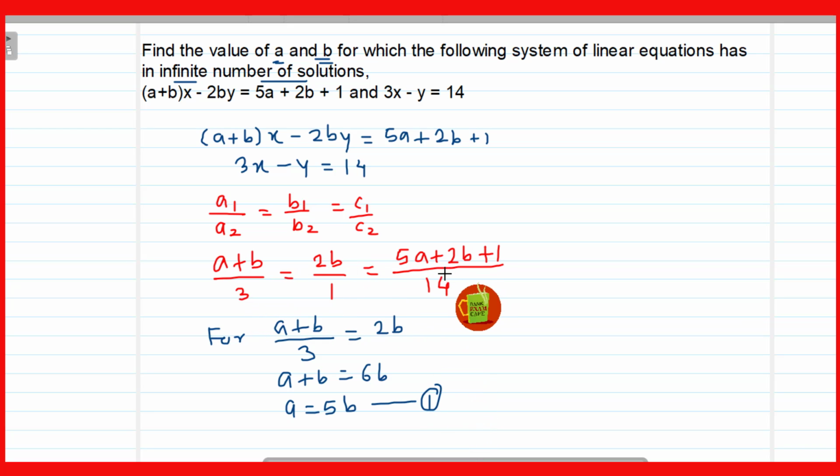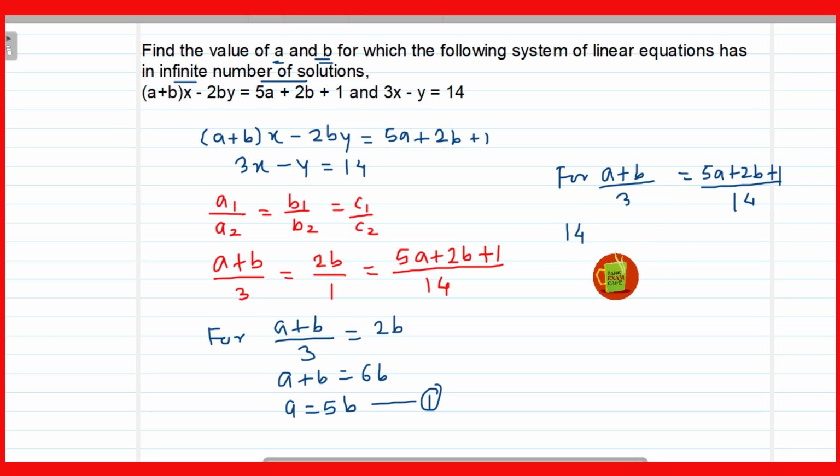Now we will take these two equations, or the first and third, either one you can take. So take first and the third, so that will be for (a plus b) upon 3, that is equal to (5a plus 2b plus 1) upon 14. Now cross multiply, so it will be 14a plus 14b, which is equal to, multiply by 3 to this side, and so it will be 3 5s are 15a plus 3 2s are 6b plus 3 1s are 3.